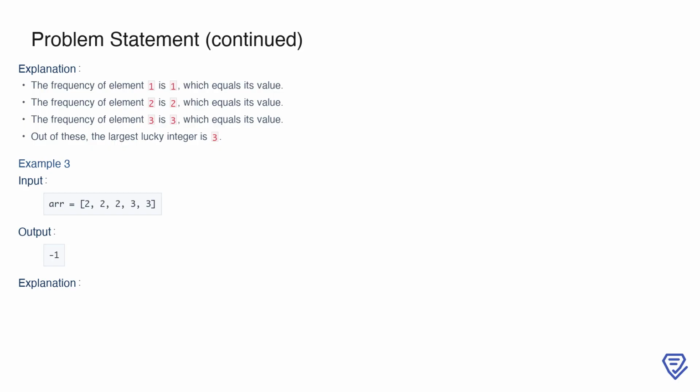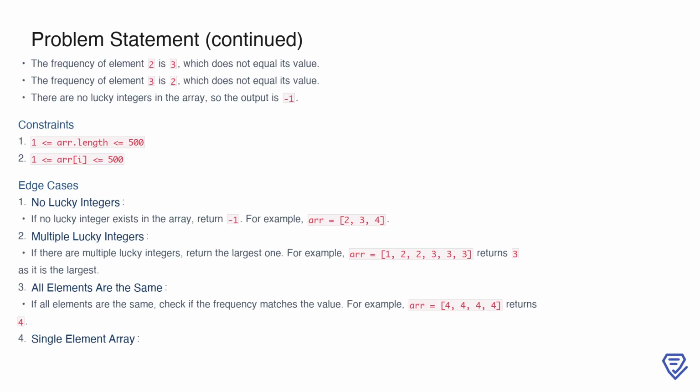Moving on to another example, consider the input array 2, 2, 2, 3, 3. In this case, the output is -1. Here's the explanation for why the output is -1 in this example: the integer 2 appears 3 times, but its frequency does not match its value. Similarly, the integer 3 appears 2 times, which also does not match its value. Since there are no integers in the array where the frequency equals the value, there are no lucky integers. As a result, we return -1.